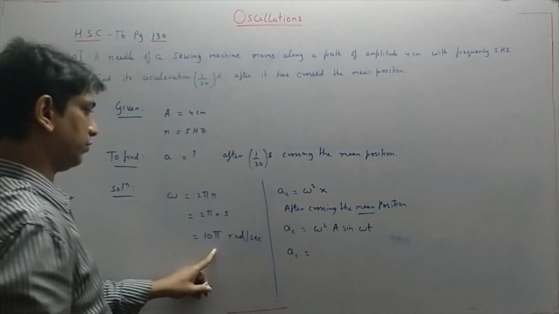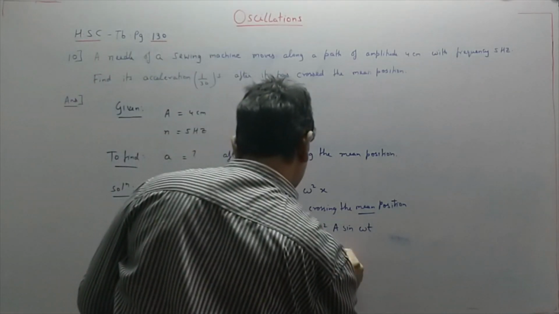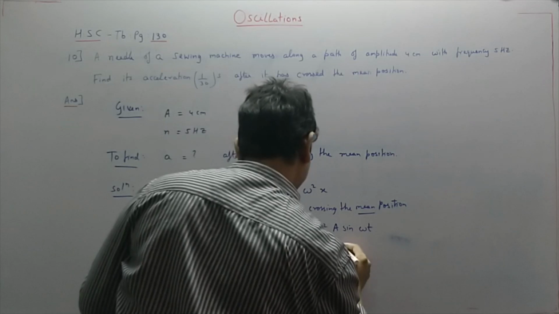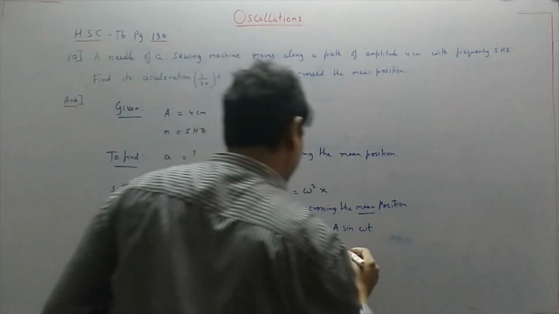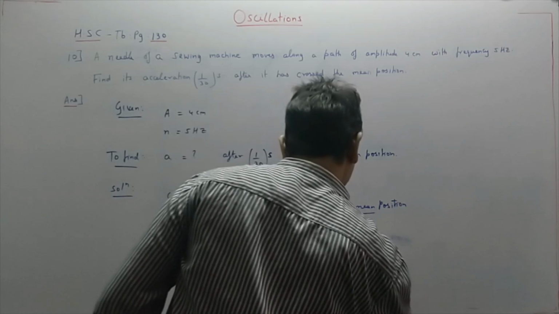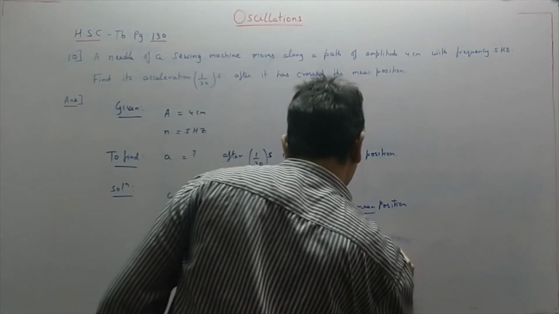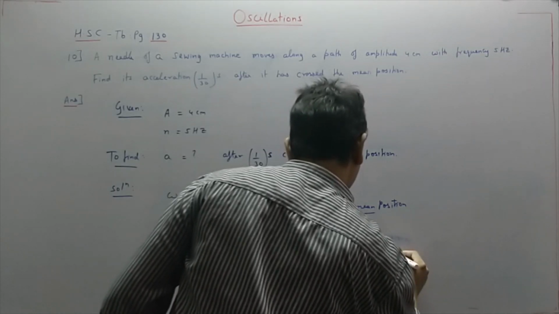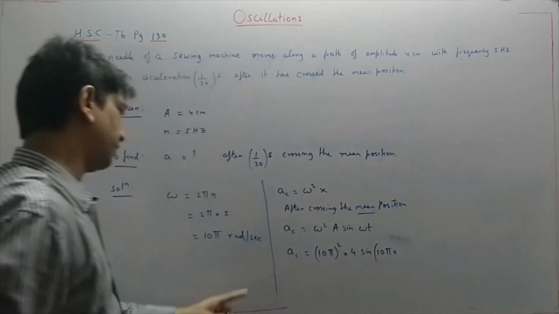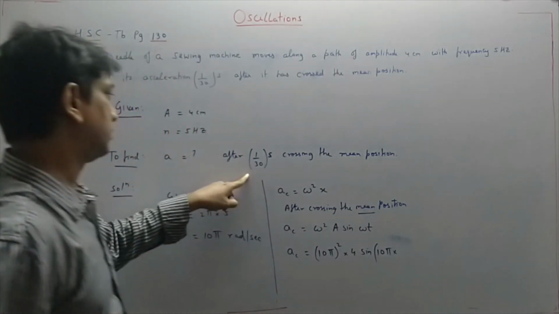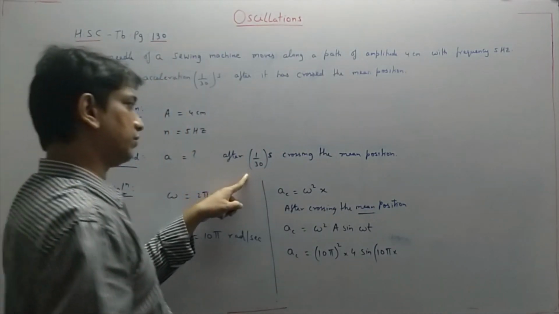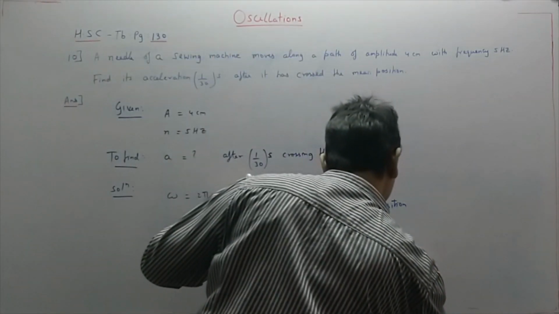So just put the values. Acceleration is omega square, that is 10 pi the whole square, times amplitude 4 centimeter. We'll go in CGS. And sine of omega t, where omega is again 10 pi radian per second, into time, and time is 1 upon 30th second after crossing the mean position.